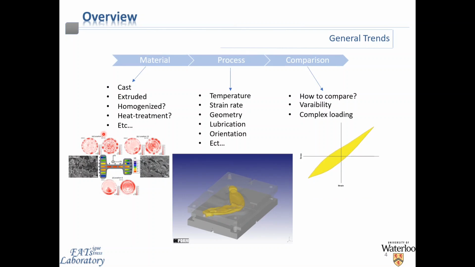An overview of my talk can be divided into three sections. The first deals with understanding the effect that the starting material has on the fatigue of the forged AZ80 magnesium alloy. The second is the effect of the most significant processing parameters, being temperature, strain rate, geometry, lubrication, orientation within the die, etc., and how they play a role in the fatigue performance of the final component.